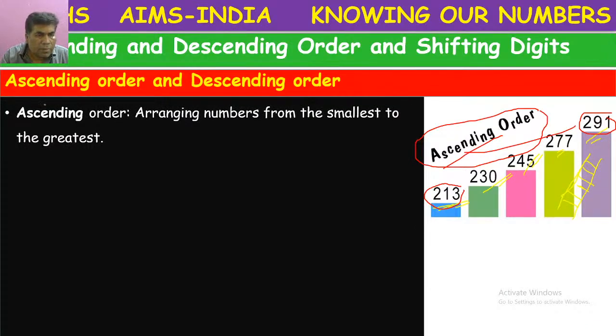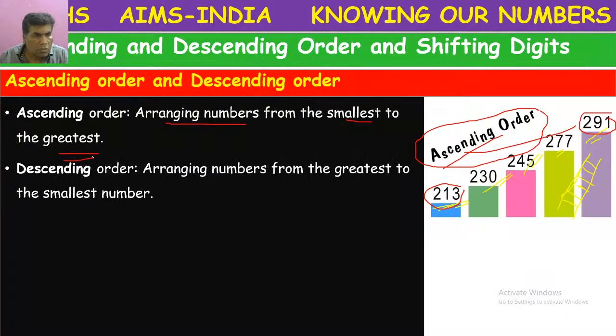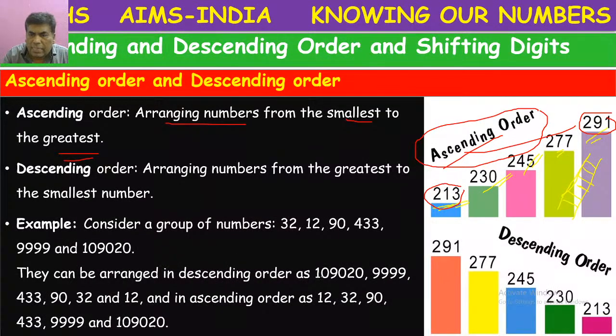So arranging numbers from the smallest to the greatest. What about descending order? Descending order means climbing down, from largest value to smallest value. Writing the values from largest to smallest in reverse order, we call it descending order. So descending order is the reverse of ascending order. Descending order means arranging numbers from greatest to smallest.